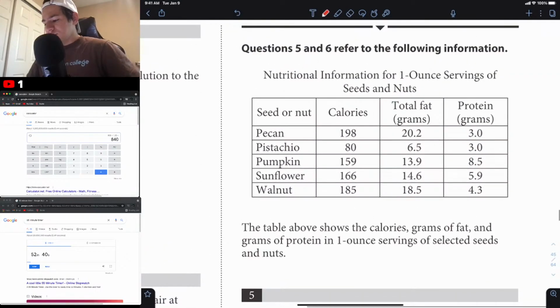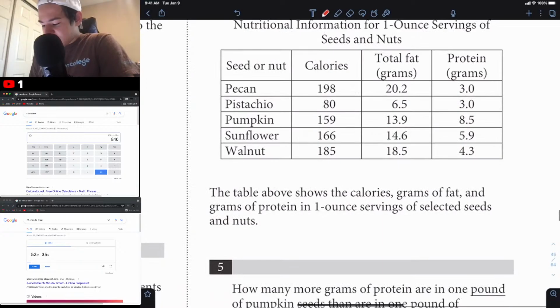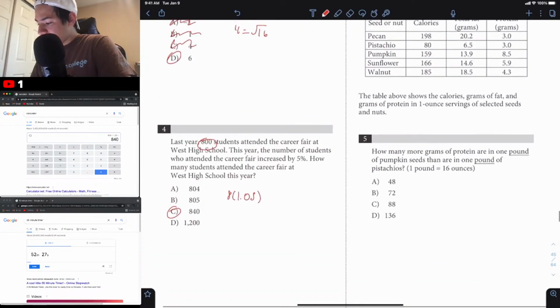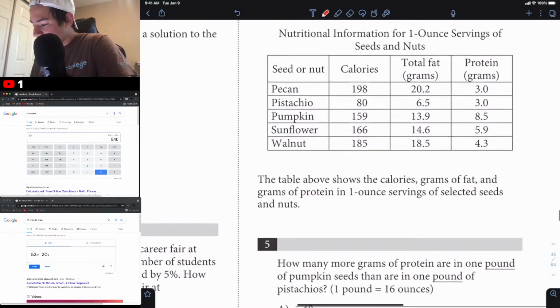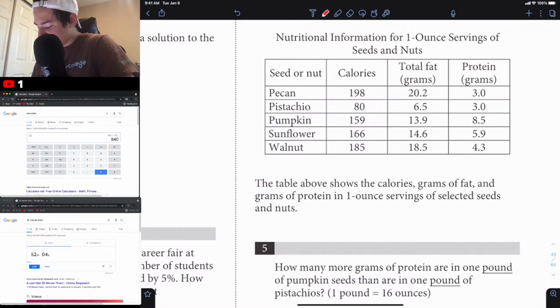Okay. Nutritional information for 1 ounce servings of seeds and nuts. The table above shows the calories, grams of fat, and grams of protein in 1 ounce servings of selected seeds and nuts. How many more grams of protein are in 1 pound of pumpkin seeds than in 1 pound of pistachios? The table shows the calories, grams of fat, and grams of protein in 1 ounce servings. Got it. 1 pound of pumpkin seeds, so that's 16.